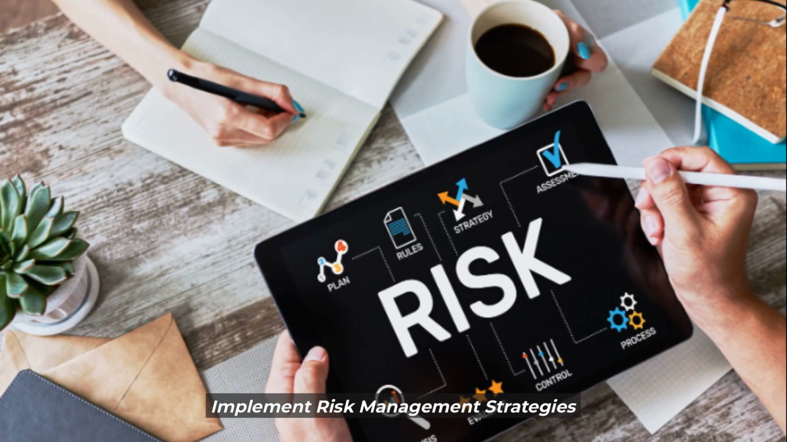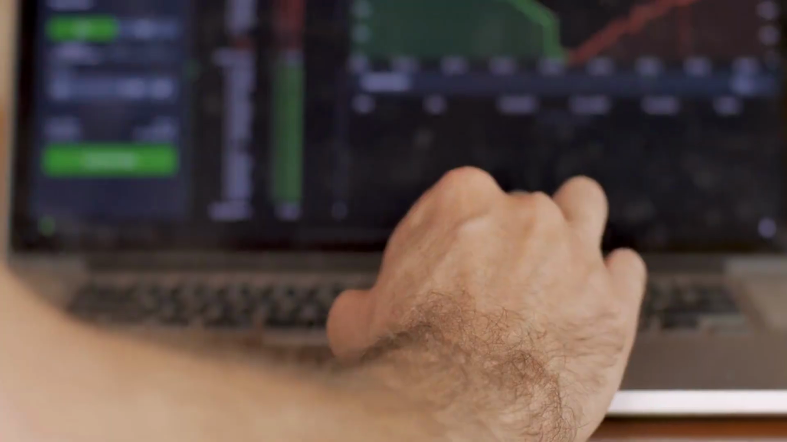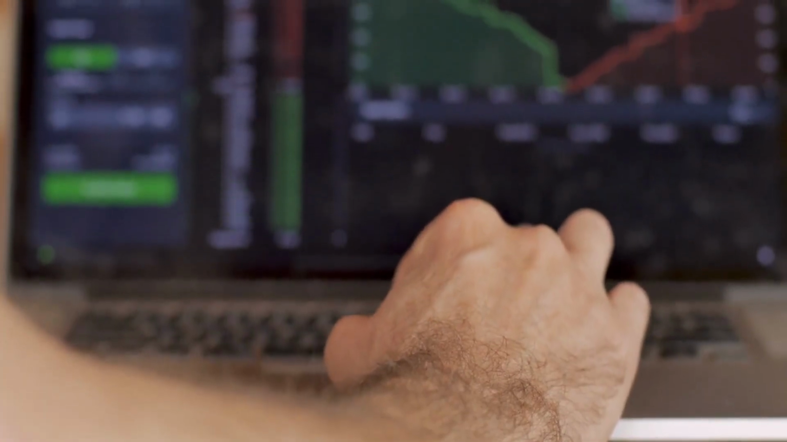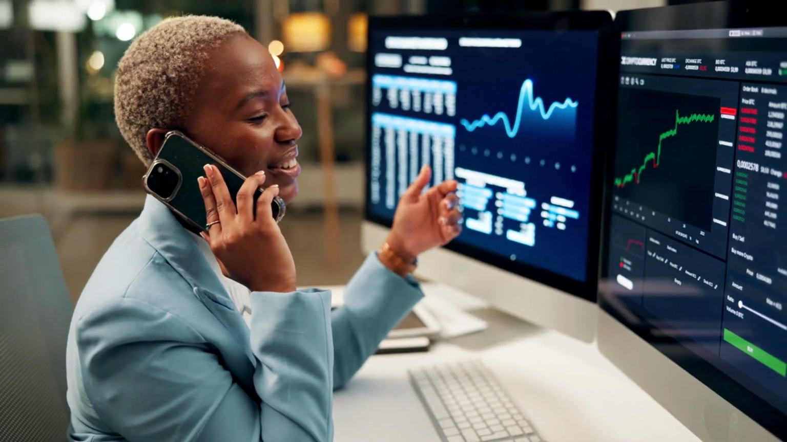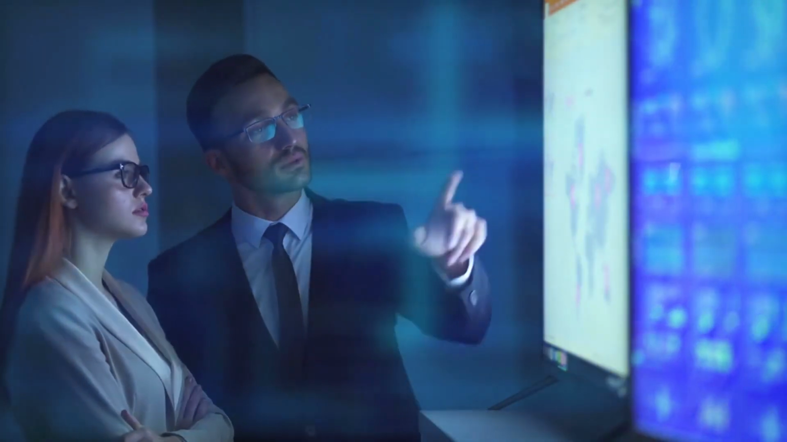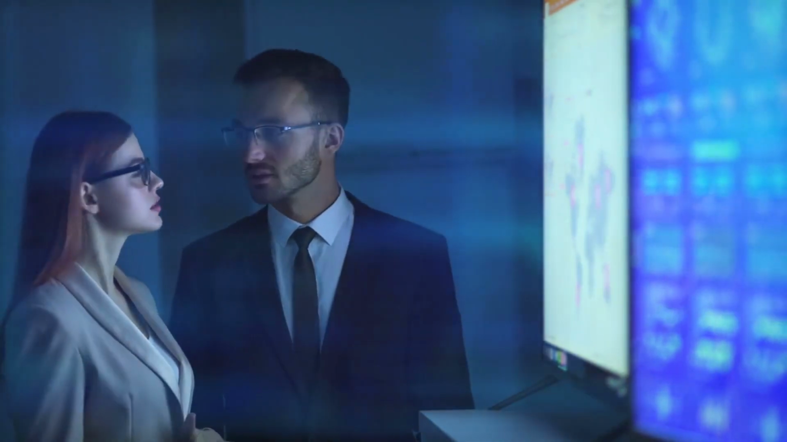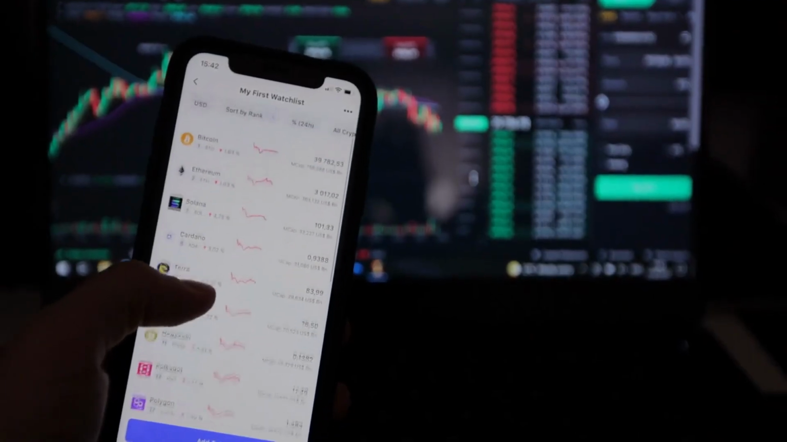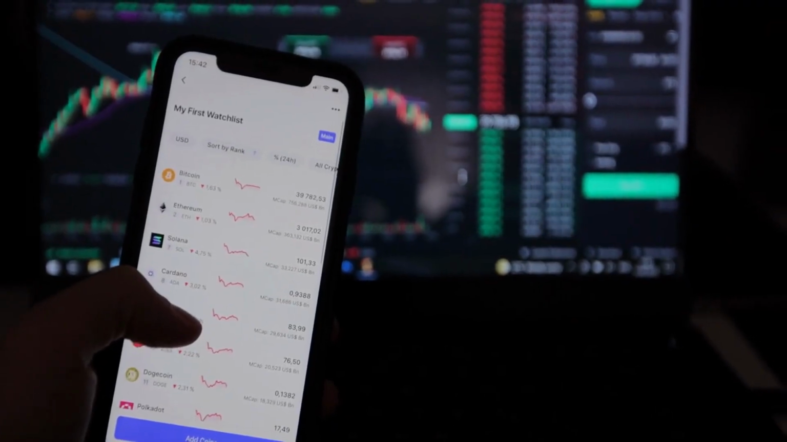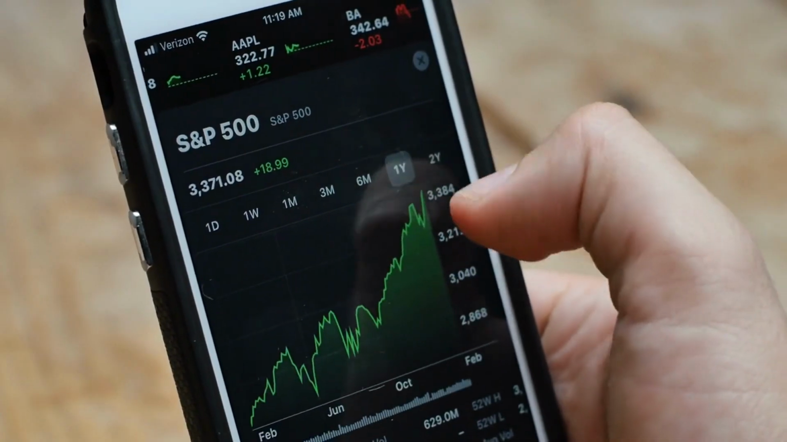Implement risk management strategies. Successful investing requires protecting your capital. Never invest money you can't afford to lose. Diversify across different stocks, sectors, and asset classes. Use position sizing to limit individual stock exposure to 5 to 10% of your portfolio. Set stop losses to automatically sell if stocks fall below predetermined levels. Apps make it easy to set these protective orders.